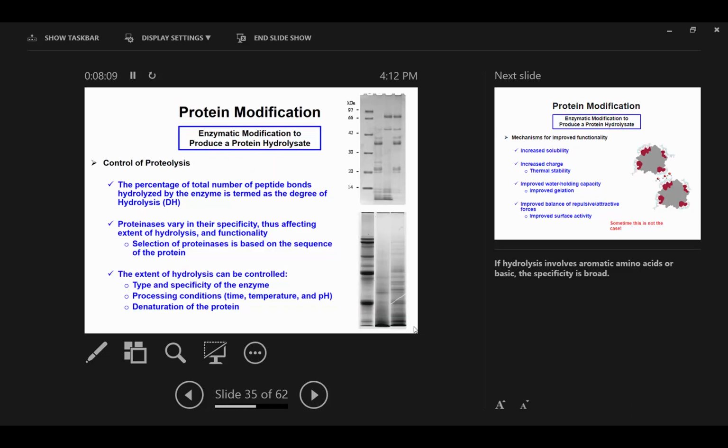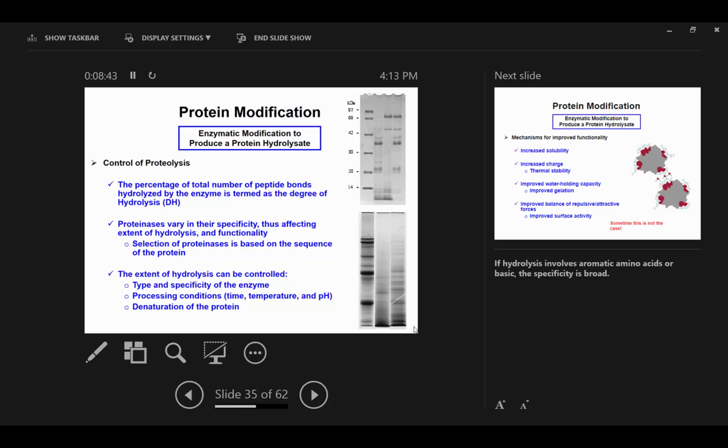So when we apply hydrolysis, it's very important to control it. It's not that you just put an enzyme and a protein and let it hydrolyze. You have to control it. You have to select the enzyme. You have to select the conditions. What you control first is the degree of hydrolysis. The degree of hydrolysis is a term that represents the number of peptides broken with respect to the total. So it's a percentage of peptide bonds that have been broken.